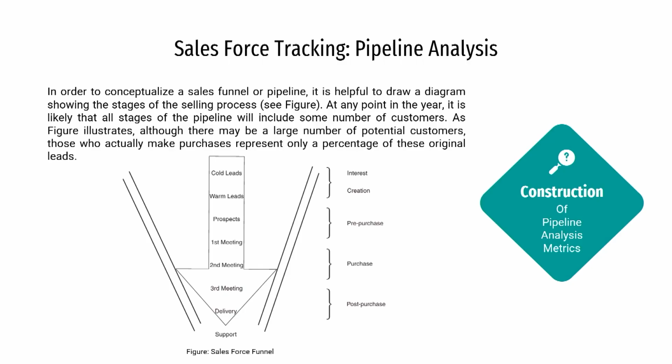At any point of the year, it is likely that all stages of the pipeline will include some number of customers. If you look at this particular figure, although there may be a large number of potential customers, those who actually make purchases represent only a percentage of the original leads. The cold leads may be 1 lakh, but at the end of the day, the number of customers purchasing the product can be below 1000. That is why it is called a funnel. At each stage of interaction, we are losing numbers.